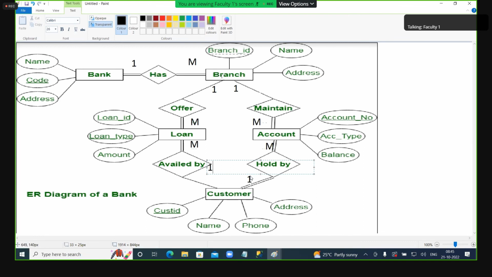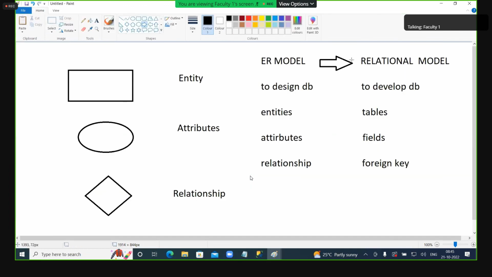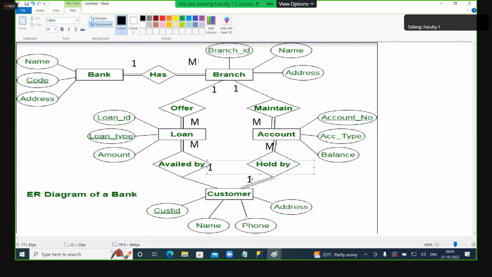So there is a relationship between bank and branch. In the relational model also, there should be a relationship between these two tables. But in the relational model, how is the relationship established? By using foreign key. So you have to introduce a foreign key between these two tables. Understood? Okay? So, clear? If you want to note down the example, note it down.